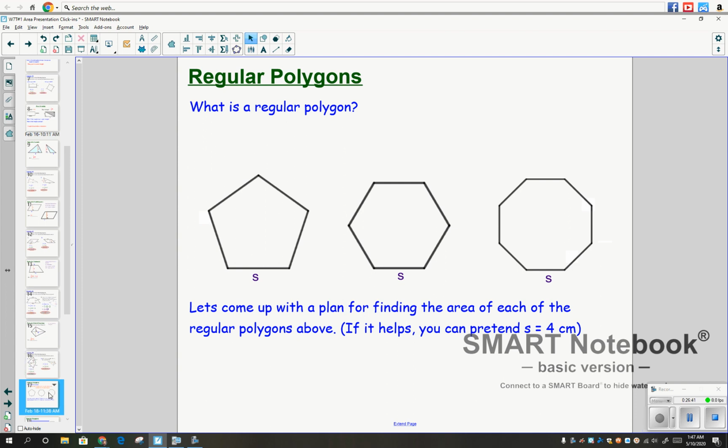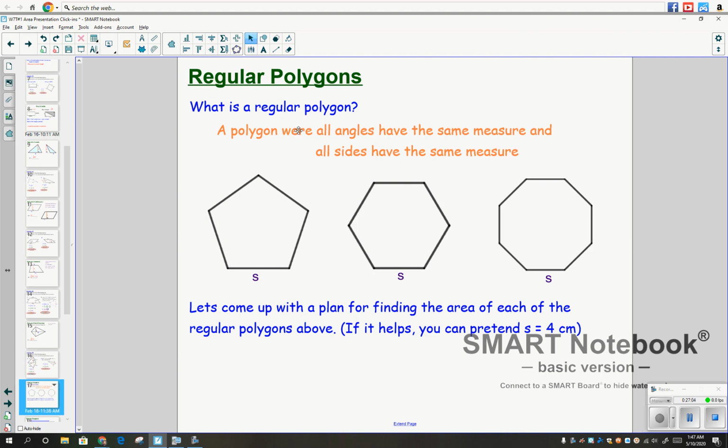Next, our next shape is a regular polygon. Let's remember, what is a regular polygon? It is a polygon where all angles have the same measure and all sides have the same measure. Doesn't matter how many sides there are, but all sides and angles will be the exact same measure.